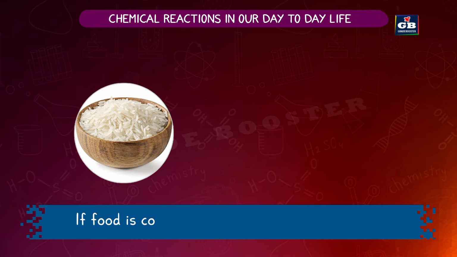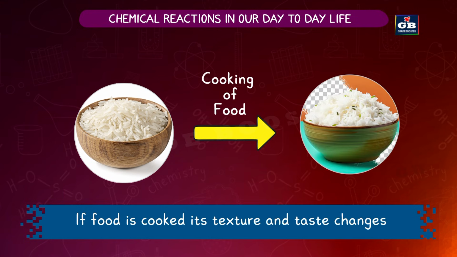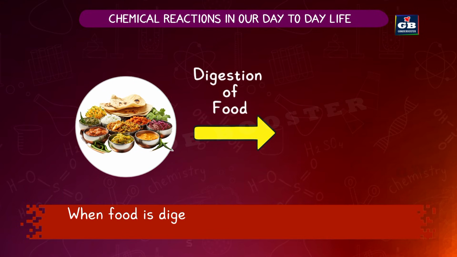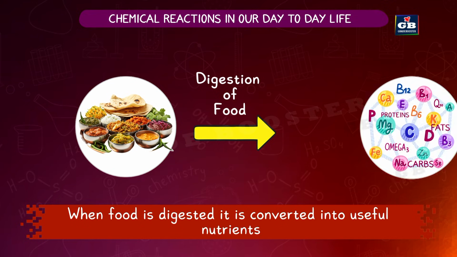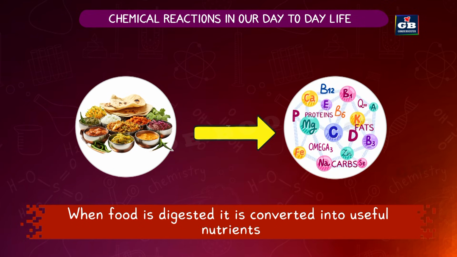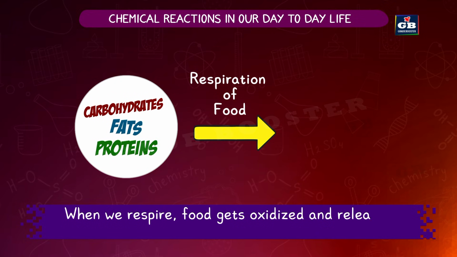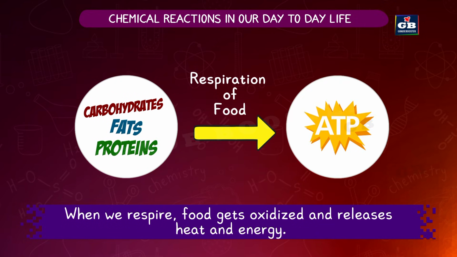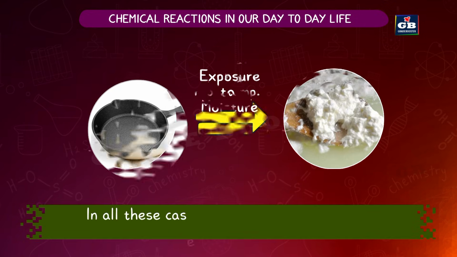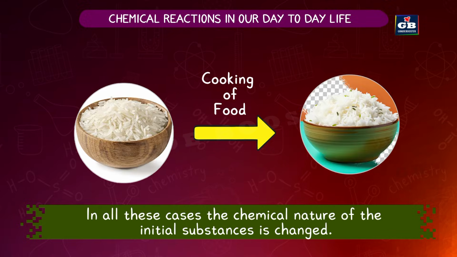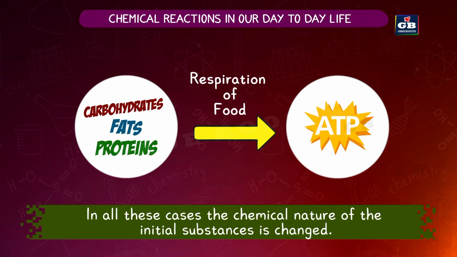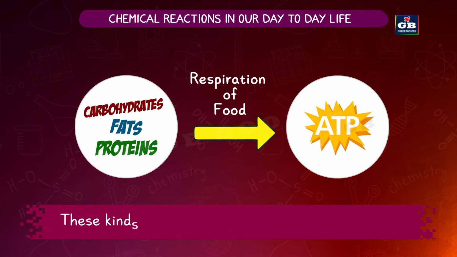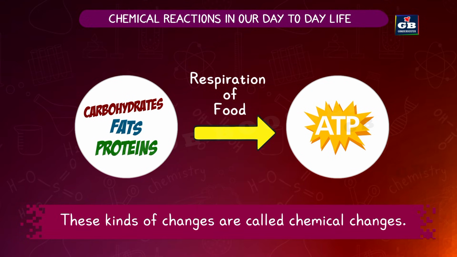If food is cooked, its texture and taste changes. When food is digested, it is converted into useful nutrients. When we respire, food gets oxidized and releases heat and energy. In all these cases, the chemical nature of the initial substances is changed. These kinds of changes are called chemical changes.